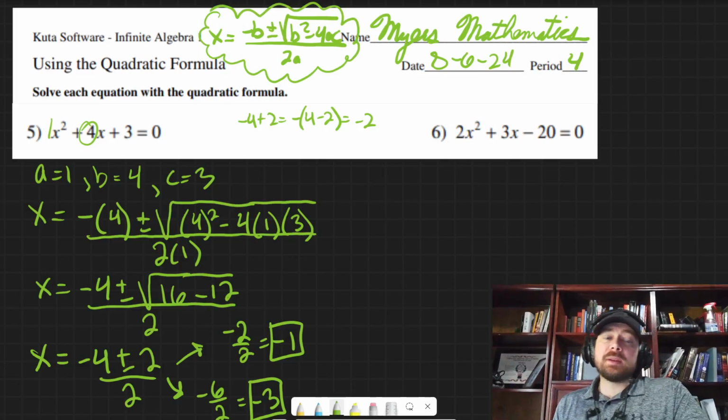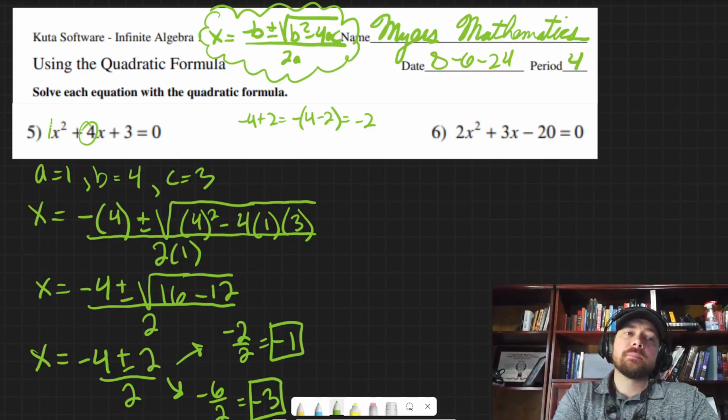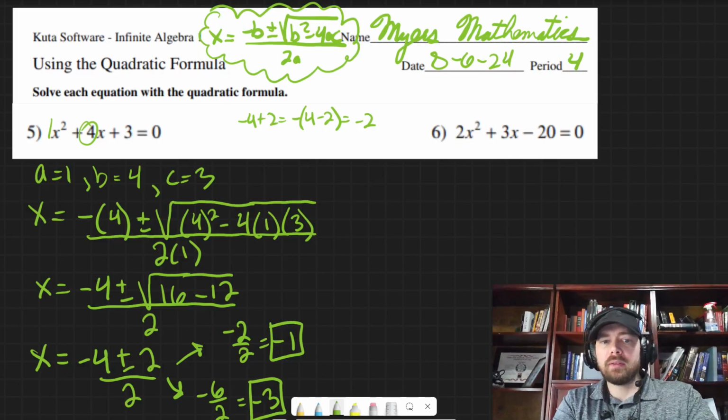So that's pretty much it. If you want to check it, you can just plug them back in. Negative 3 squared would be 9. 9 plus 3 is 12. Negative 3 times 4 is negative 12. 12 minus 12 is 0. Okay, so negative 3 works.